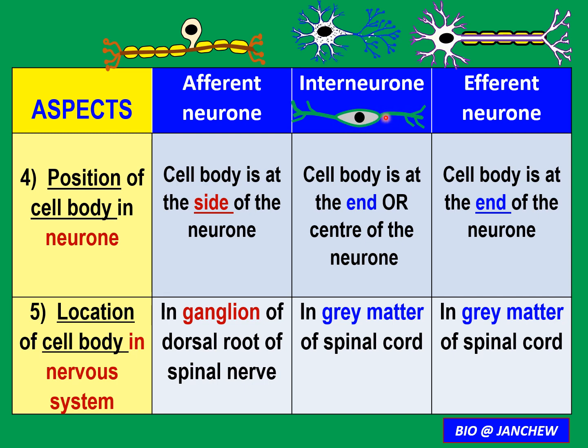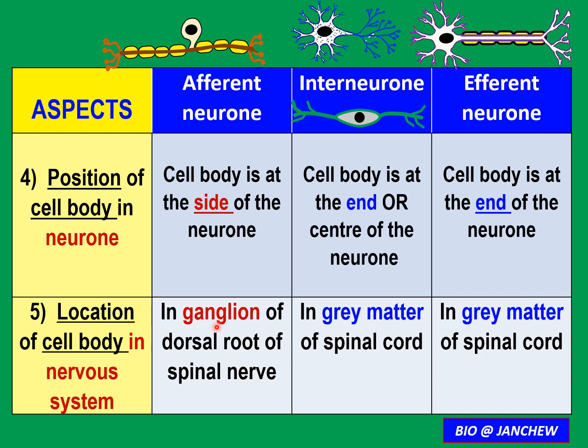Okay, and if the transmission of impulse is this way, then this is the dendron, and this is the axon. Okay, so learn to recognize the three types of neurons. Interneuron is always shorter than the other two neurons. For efferent neuron, the cell body is at the end of the neuron, the front end of the neuron, and this is the other end. The axon terminals are on the other end. Okay, location of cell body in the nervous system. Now this one will be shown in the last slide.